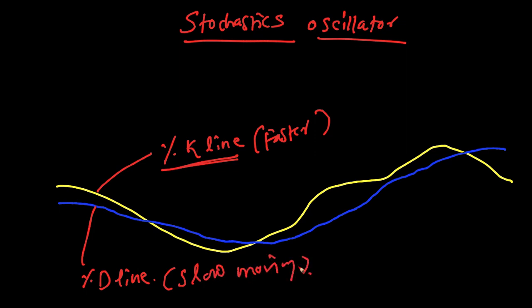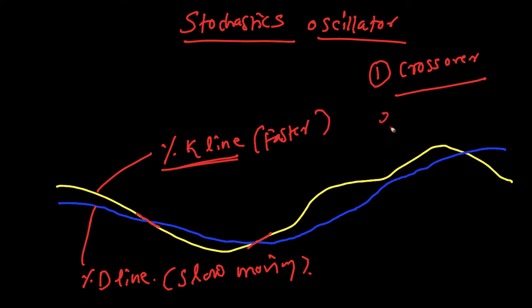Okay. Now there are two ways to trade the stochastics. First is the crossover. When this faster line crosses over this slow line, this is one way. Either it crosses from above to below, or from below to above, right? This is one crossover, and this is a second crossover. So we can trade the stochastics when the crossover happens.